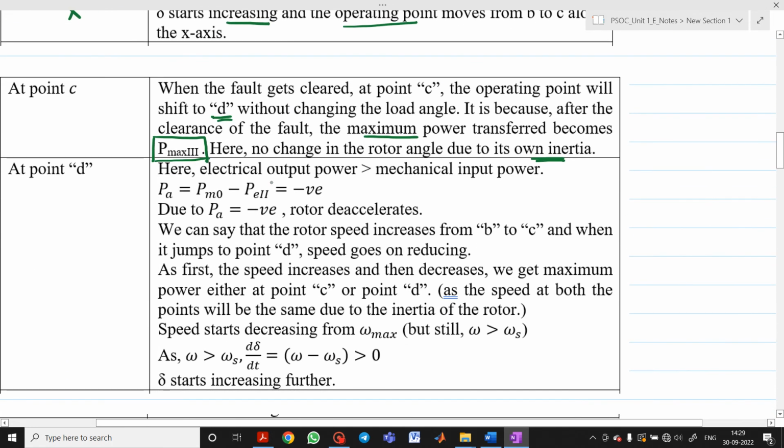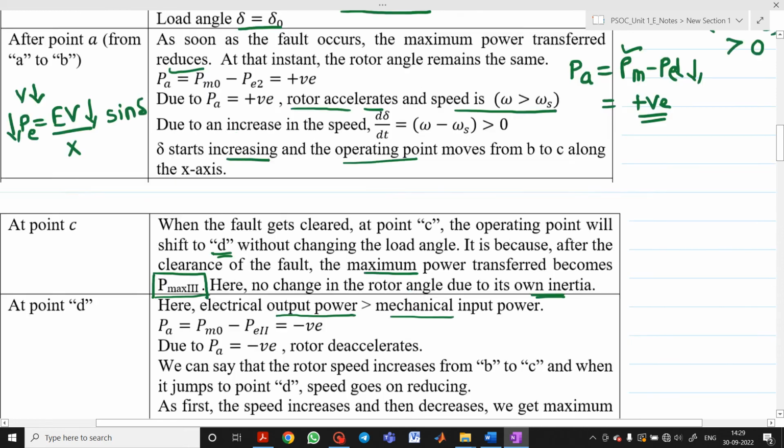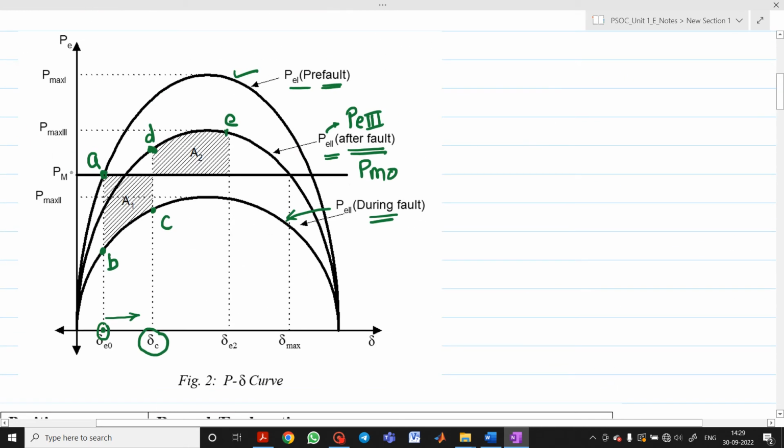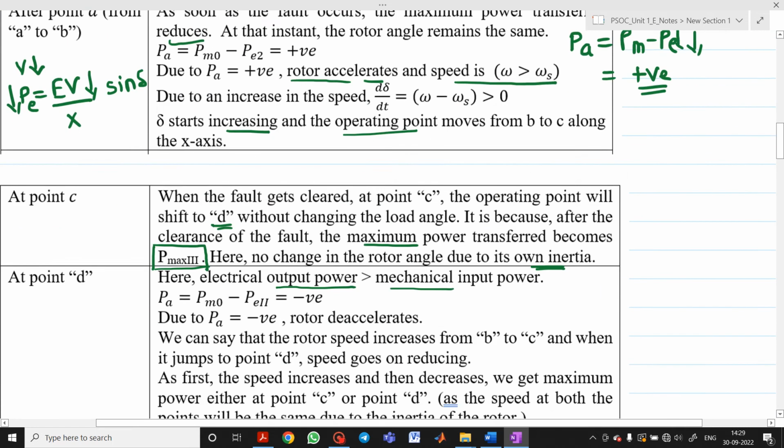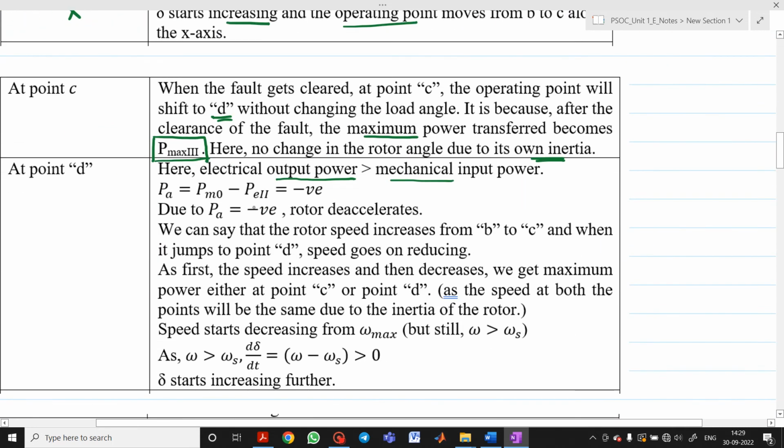Now here if you observe, the electrical output power is greater than the mechanical input power. Please see it carefully. This is your mechanical input and this will be the electrical output. So electrical output is more compared to the mechanical. And from the relation PA equal to PM minus PE, I will change this to PE3 because this is post-fault. So this will be PE3.